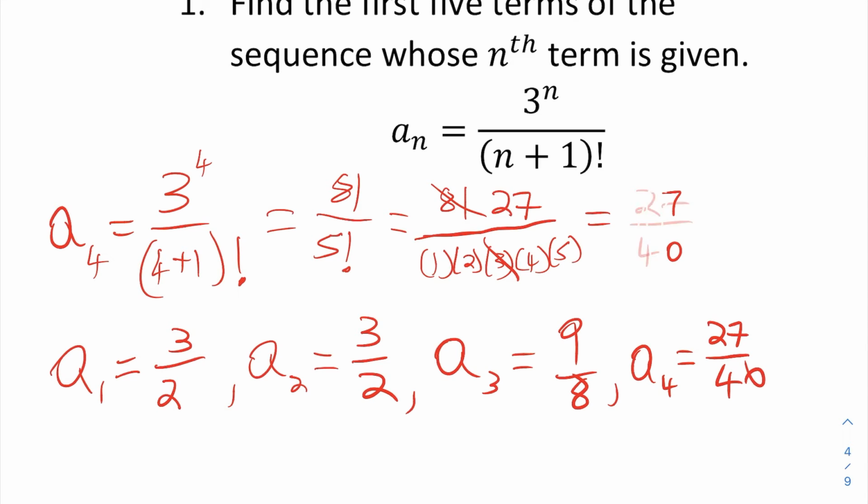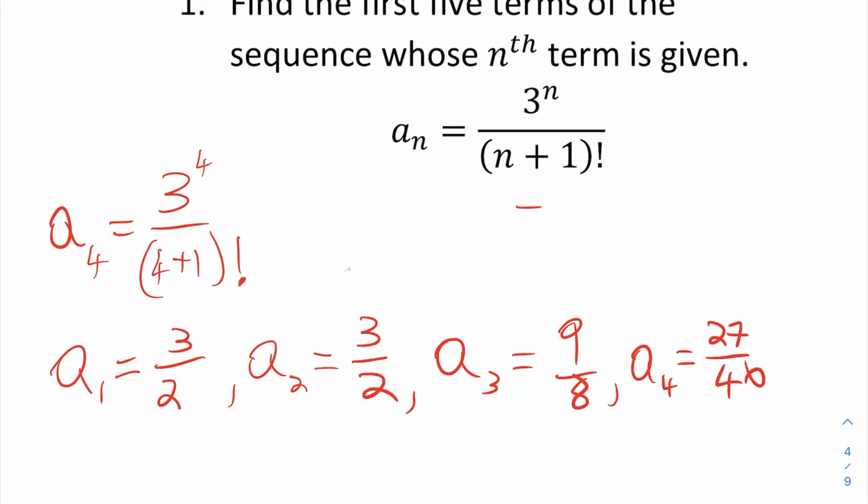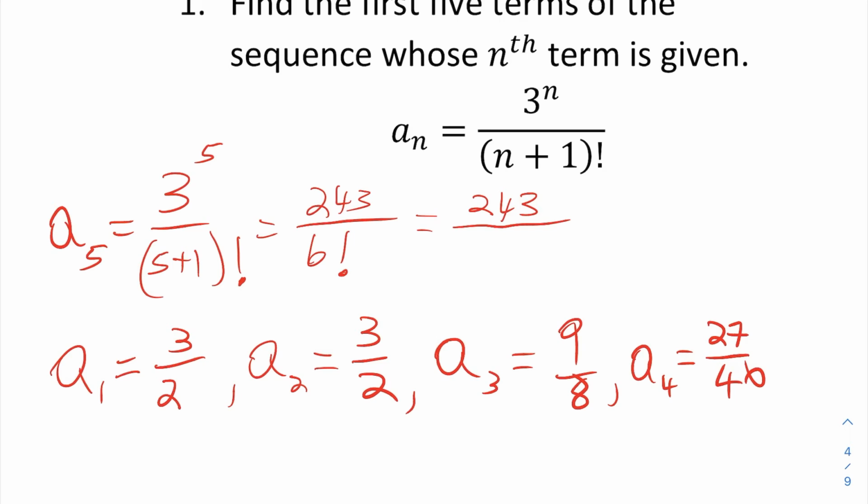All right, moving right along. We only have one more to go, the fifth term. We just replace those with 5's. The fifth term is 3 to the 5th power over 5 plus 1 factorial. 3 to the 5th power is 243 over 6 factorial. So that's 243 over 1 times 2 times 3 times 4 times 5 times 6. And this can be simplified.